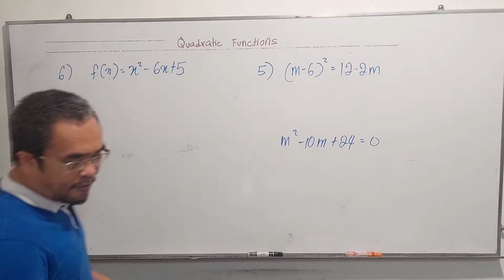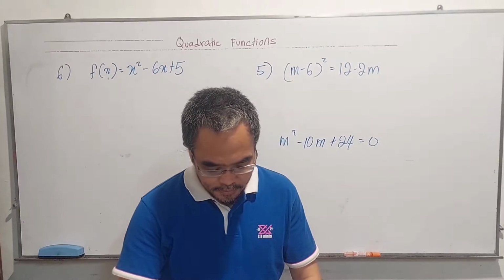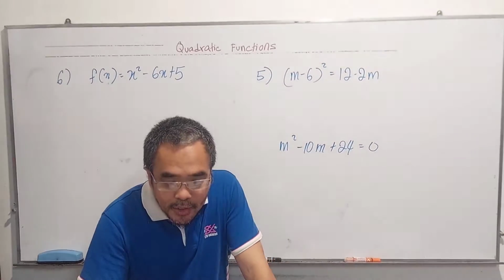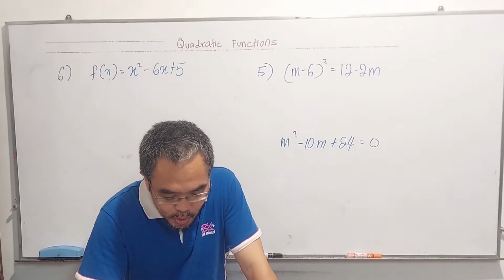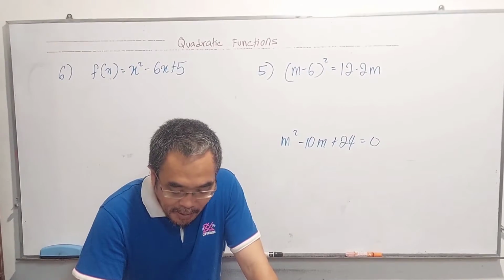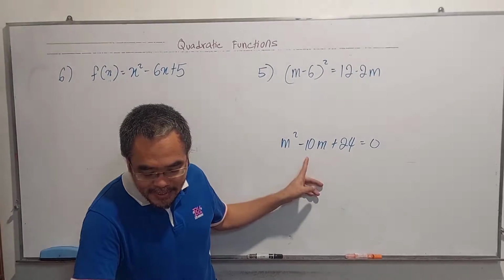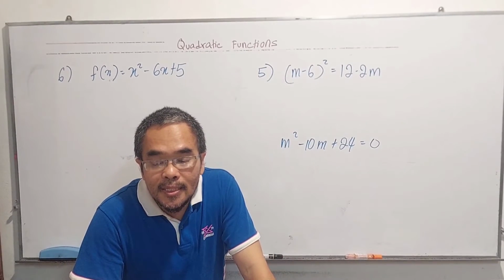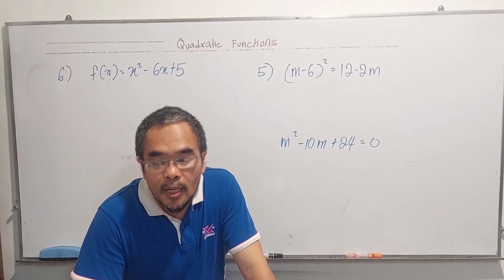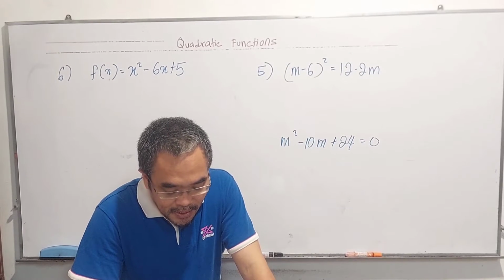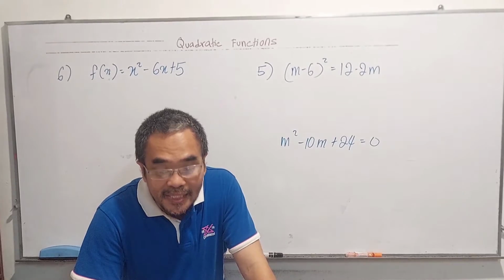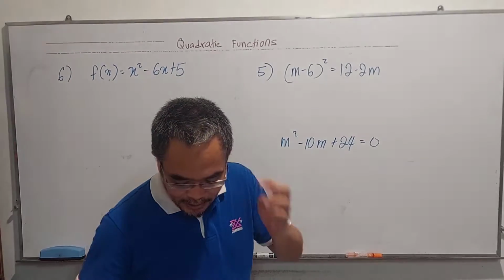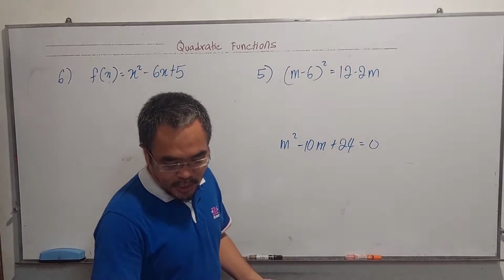Okay, question number 5. Show that the quadratic equation m minus 6 squared equals 12 minus 2m can be written as m squared minus 10m plus 24 equal to 0. This is similar to question number 3 actually. Okay, just like question number 3, I, J and K.